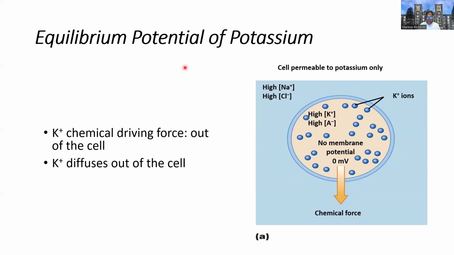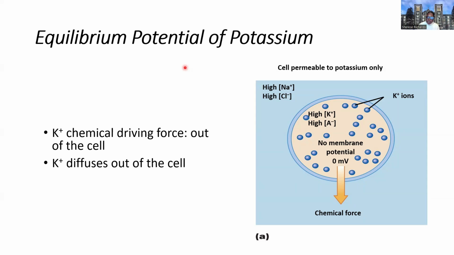Now, before we dive into this, I want to set the stage and explain how we're going to describe this. So we're going to talk about potassium first. We're going to talk about its chemical force, which is its concentration gradient. Then we're going to add on its electrical force. And then we're going to look at how both forces are moving potassium, and think about the overall direction of potassium, even though the forces are acting in different directions.